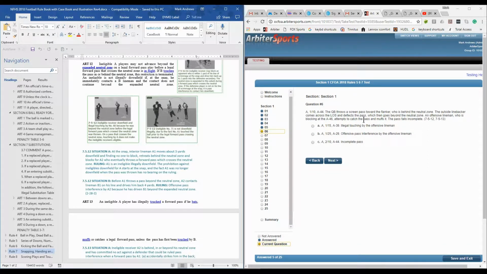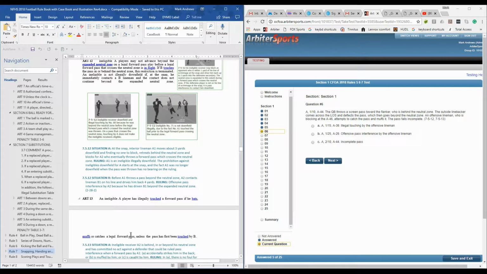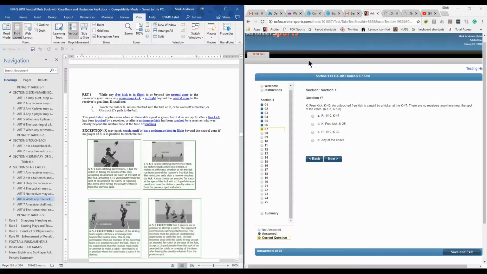Normally, an A player who's ineligible, who touches, bats, muffs, catches a thrown ball, constitutes illegal touching, which is a 5-yard penalty from the basic spot, and it's also loss of down. 7-5-13 says an ineligible player has illegally touched a forward pass if he bats, muffs, or catches a legal forward pass, unless the pass has first been touched by B. So in this case, because the outside linebacker touched that pass, this is simply an incomplete pass. The answer is C.